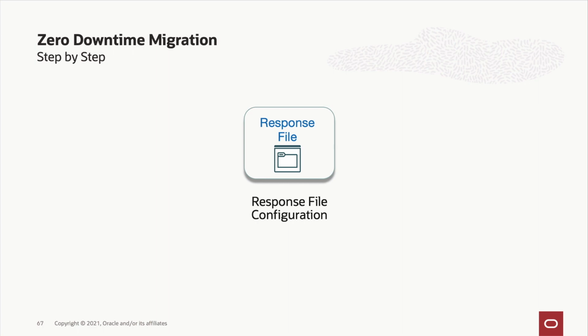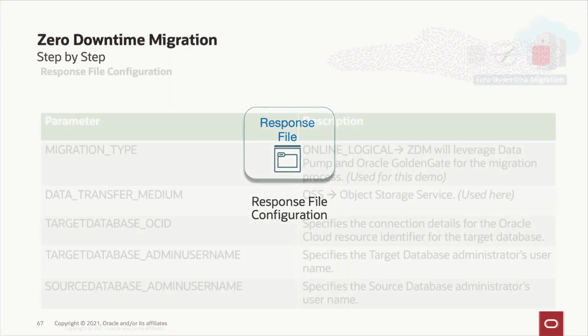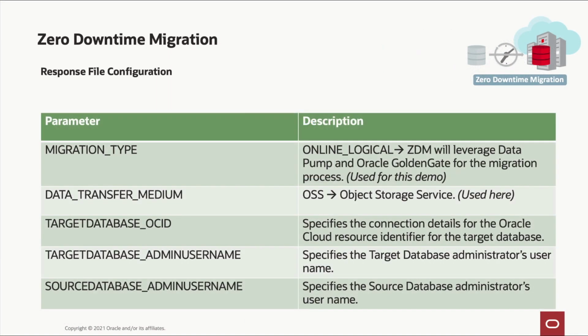Of course, ZDM has multiple response file parameters depending on each of your use cases. So the best practice is to always look into your documentation and see whether there are specific response file parameters that are specific for your use case. So let's start with the first parameters.